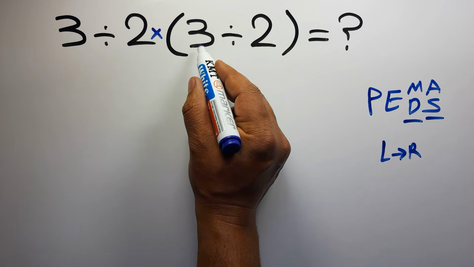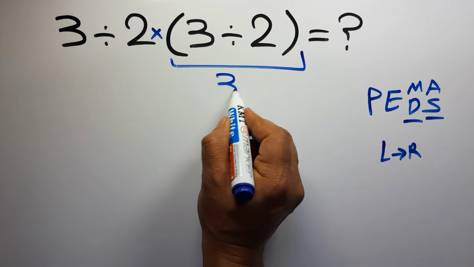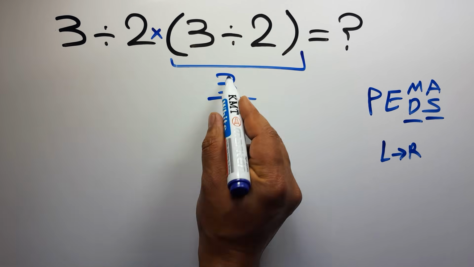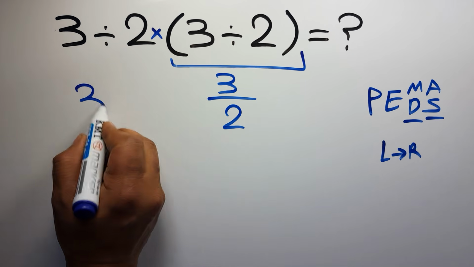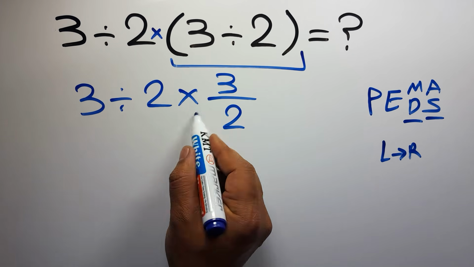Inside this parentheses, we have 3 divided by 2. Can be written as 3 over 2. So 3 divided by 2, then times 3 over 2. Now we have one division and one multiplication.